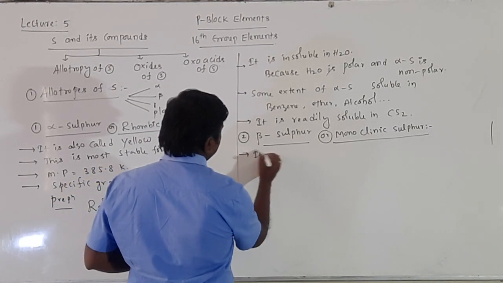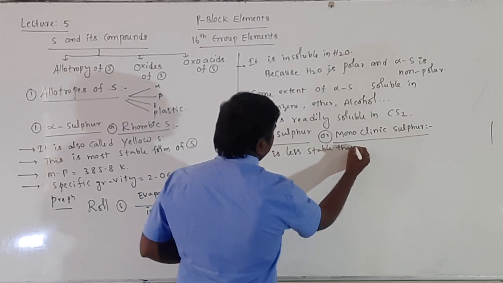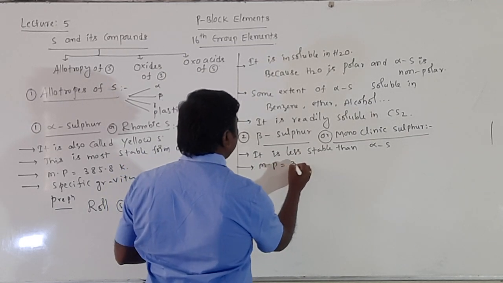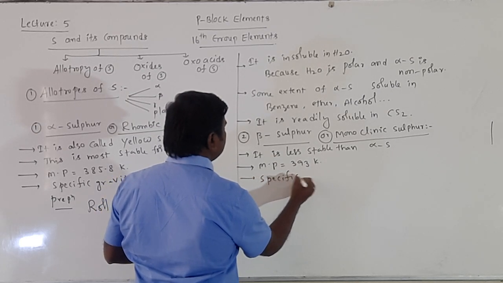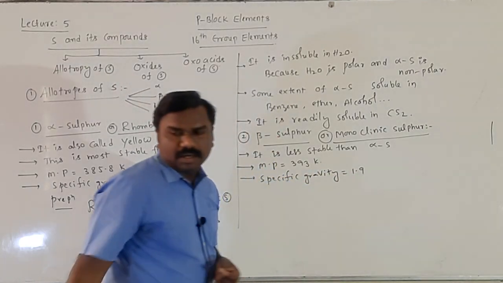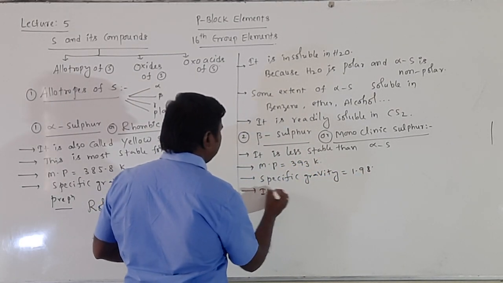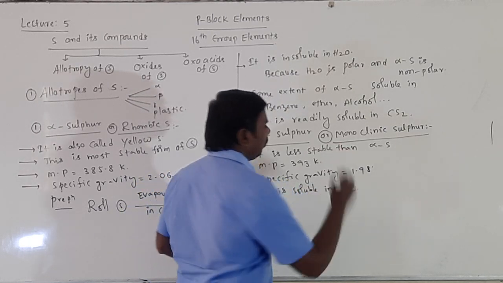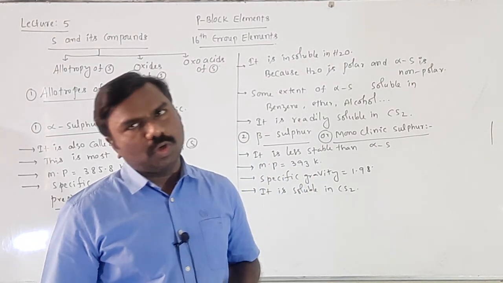So, it is less stable than alpha sulfur. Melting point is 393 kelvins. Specific gravity is 1.98. It is soluble in carbon disulfide, because carbon disulfide is nonpolar, and beta sulfur is also nonpolar.